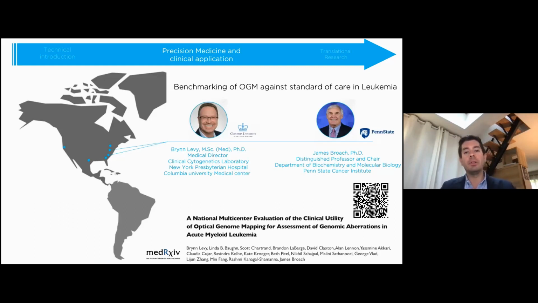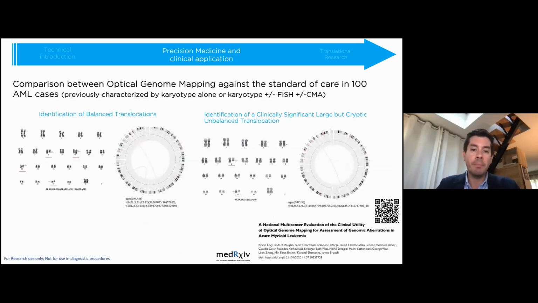The first study is a multicentric study led by Brynn Levy from Columbia University and James Broach from Penn State University. And it's really a landmark study where optical genome mapping was compared against the standard of care in 100 AML cases that were previously characterized by karyotyping, plus or minus FISH and chromosomal microarray. Bionano not only identified all the clinically relevant SVs and CNVs reported by this standard of care.